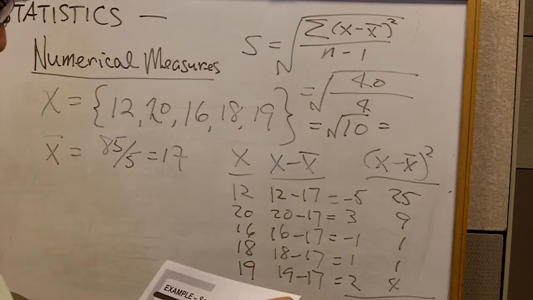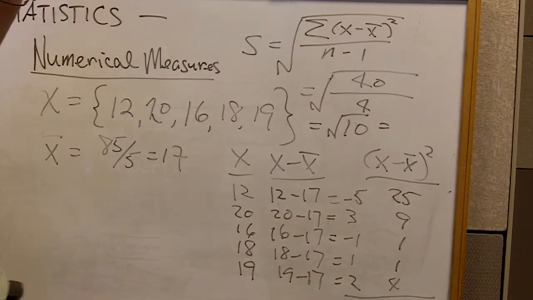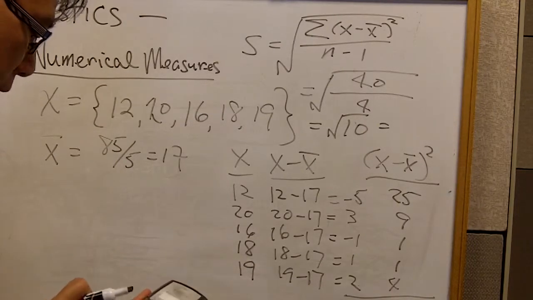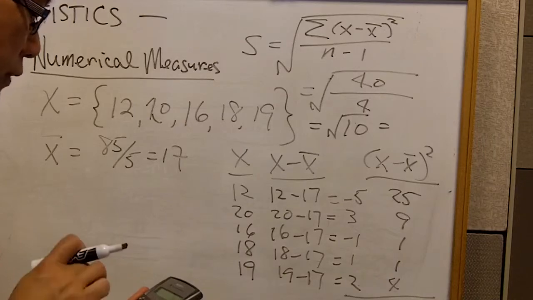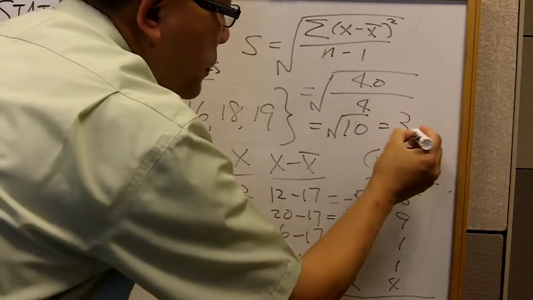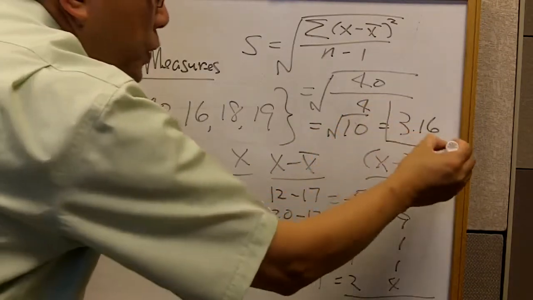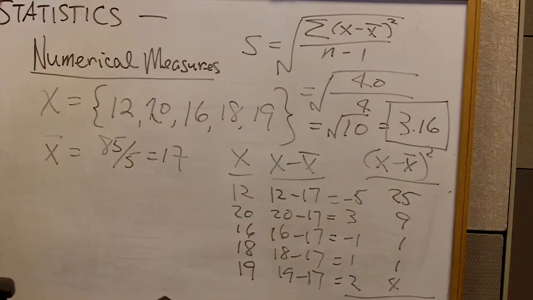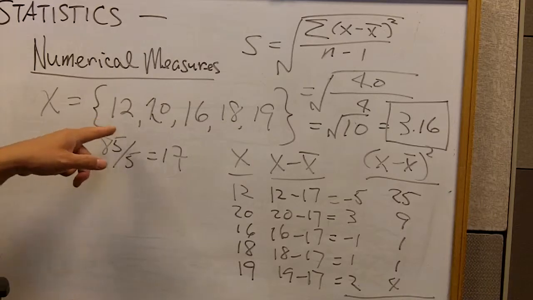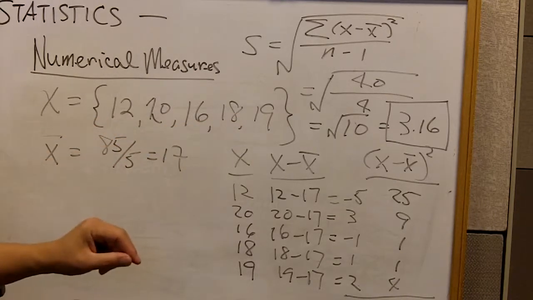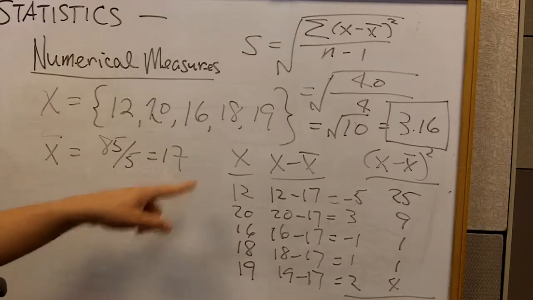If we do some quick calculation, what is the square root of 10? It turns out to be 3.16, if we round to the second decimal place. So $3.16 is the standard deviation, which again is a spread measure that tells us that, on average, each employee's hourly wage is $3.16 from $17, which is the mean.